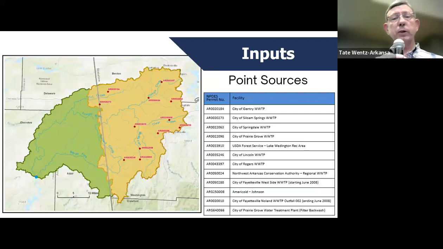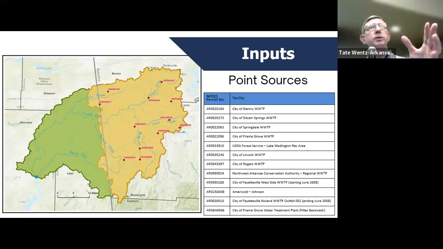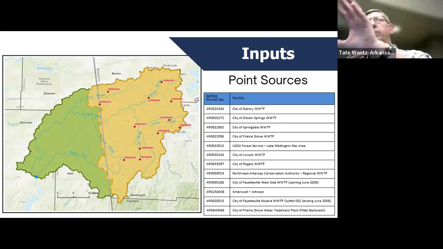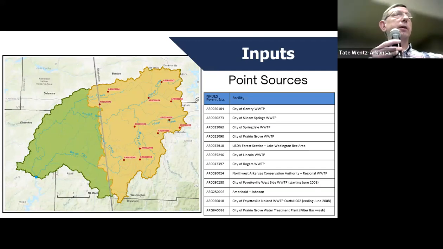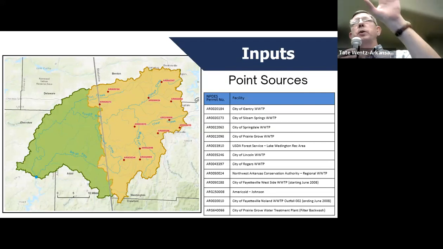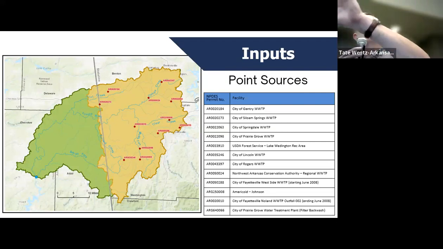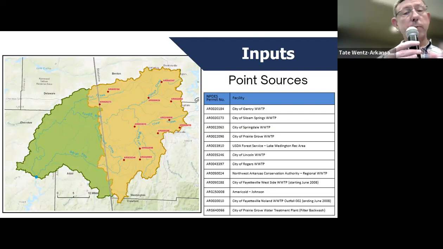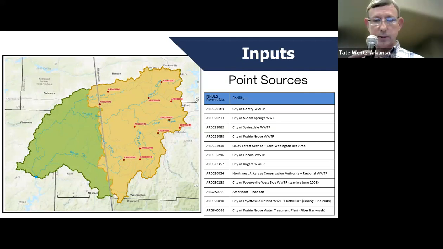We have point sources now. As Tate mentioned, the whole emphasis of this effort is looking at non-regulated sources. That's absolutely true, but we have to have point sources in the model simply because in order to calibrate the model, we're comparing our output with observed data, and the observed data include the effects of both point sources and non-point sources. So that's why we include those in the model for calibration. Now, when we start doing subwatershed ranking and those types of things, we'll turn off the point sources and just look at non-point sources. But the point sources are included for the model calibration.